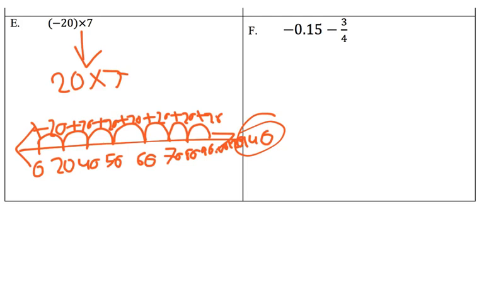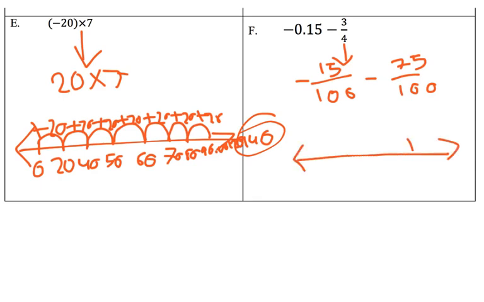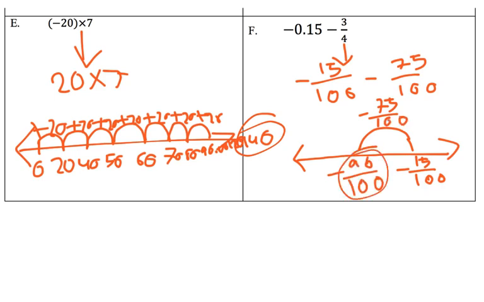For F, we're going to turn it into fractions. So negative 15 over 100, and subtracting 75 over 100. And then when you show that on an open number line, negative 15 over 100, take away 75 over 100 is negative 90 over 100.